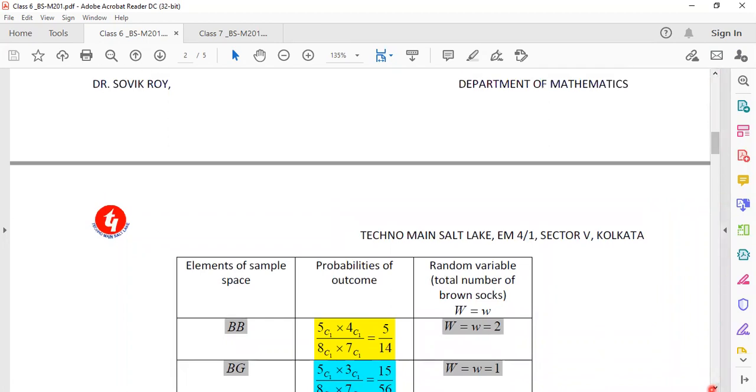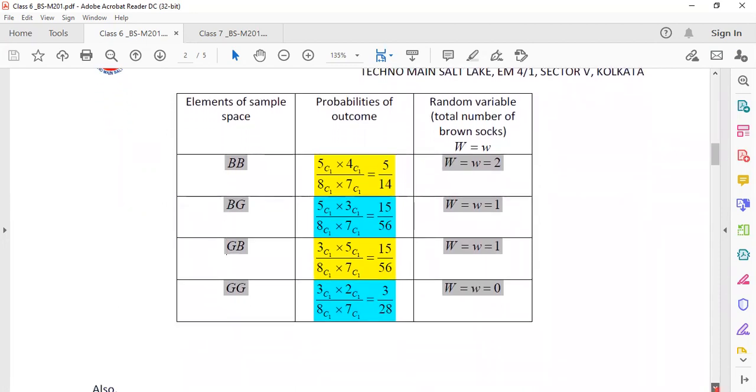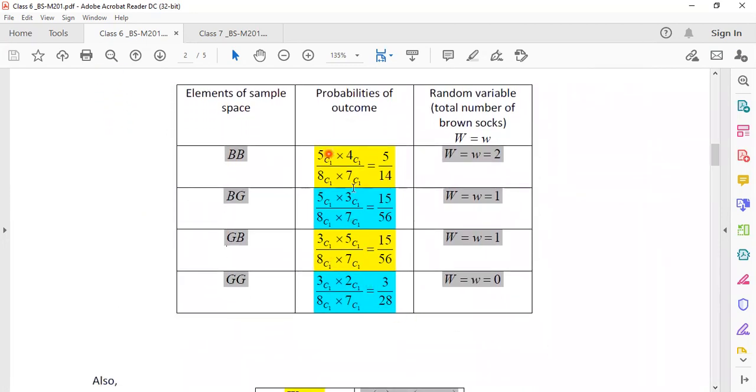Similarly, for the brown and the green socks, the green and the brown socks, and the green and the green socks, you can calculate their respective probabilities in the following manner. I'm not explaining this because you have already understood how it is being calculated.